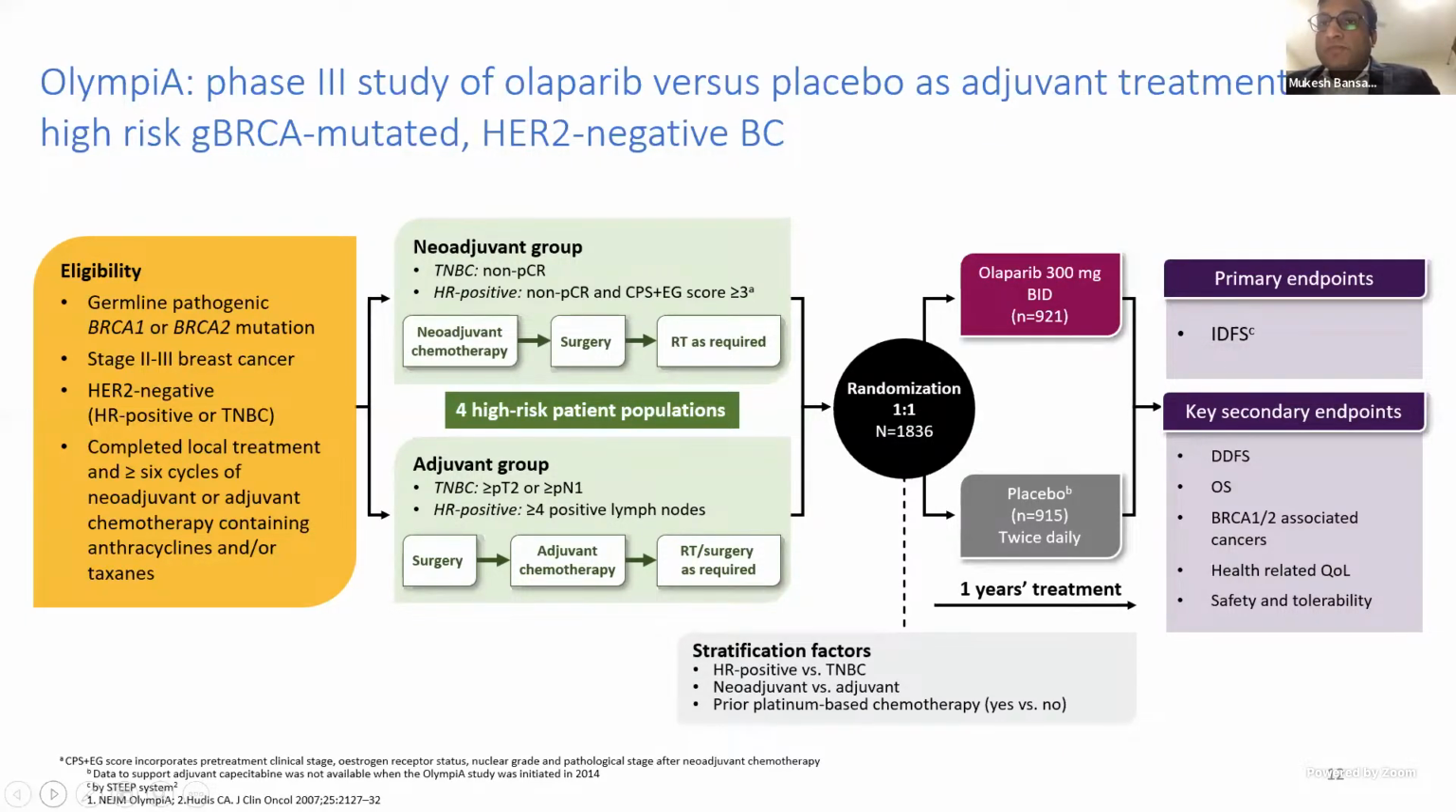So 4 high-risk patient populations or subgroups were there. The neoadjuvant group was divided into triple negative, where non-pCR patients were taken, and hormone positive, where non-pCR patients with CPS plus EG score of 3 or more were taken. In the adjuvant group, again triple negative breast cancer, patients having more than pathological T2 or N1 disease were taken, or if hormone positive, patients with 4 or more positive lymph nodes. They were randomized 1:1 to olaparib 300 mg BD or placebo. The primary endpoint was invasive disease-free survival, and secondary endpoints were distant disease-free survival, overall survival, health-related quality of life, and safety and tolerability. Next slide, please.